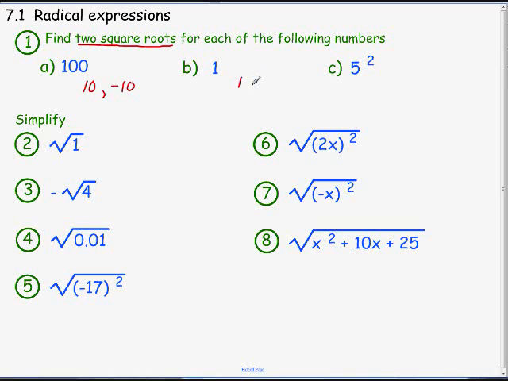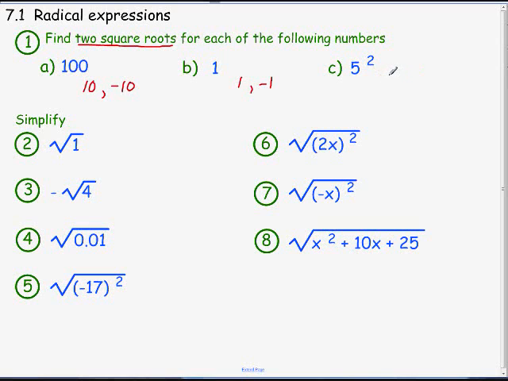A 1. 1 is such an interesting number, isn't it? It doesn't matter whether you say 1 squared, 1 cubed, 1 to the 4th power, or you start taking the roots: the square root of 1, the cube root of 1, the fourth root of 1, it's 1. But in the case of an even root, like a square root, we also have a negative 1.